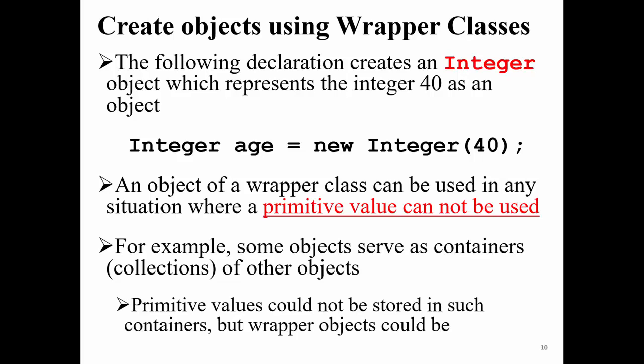Now, when we create a primitive data type like int age, we go to the memory and store the value in that location. But with the wrapper class, we store a reference: where is that object stored? So with object variables, they always hold a reference to where the object is stored. It's not the actual value.